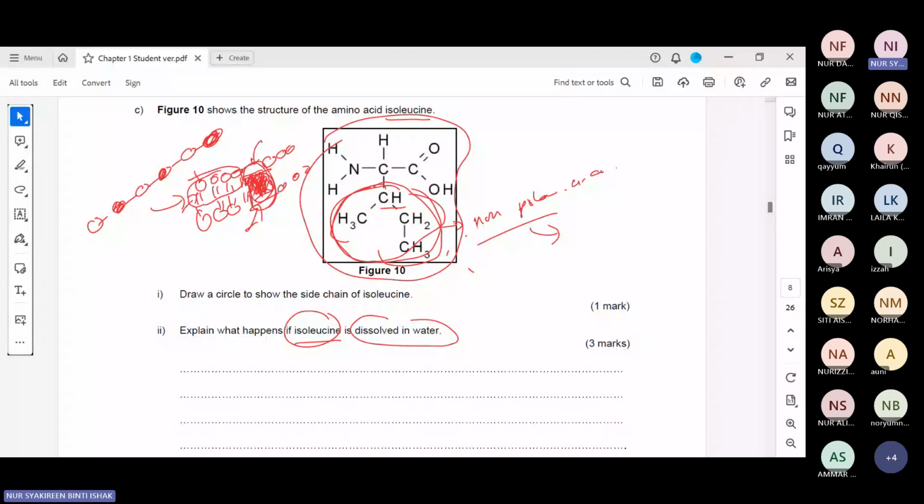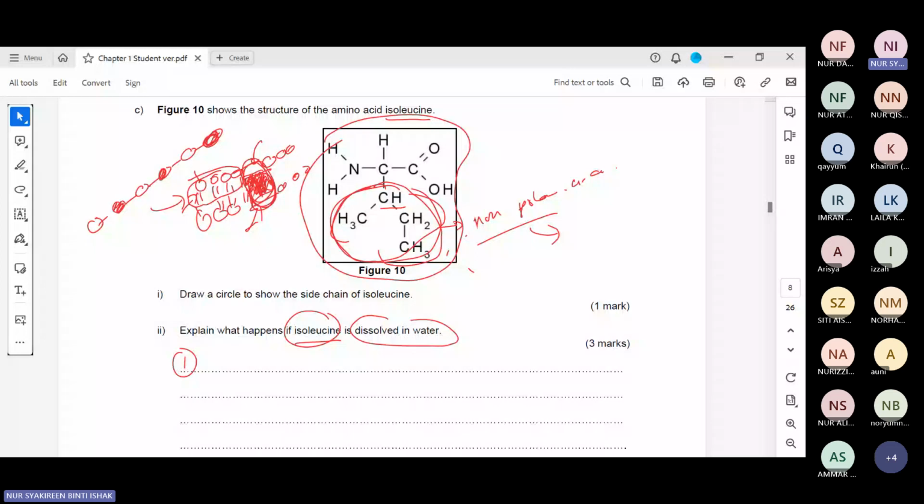Okay, so explain what happens if isoleucine dissolves in water. So if it dissolves in water, it will be ionized. First point, it will be ionized or dissociate to form Zwitter ions. That is the first point. Isoleucine dissociates to form a Zwitter ion, or the molecule has positive and negative charge at the functional groups. So second point, where are the positive and negative charges? At the amino group.